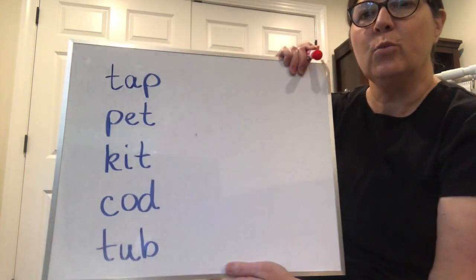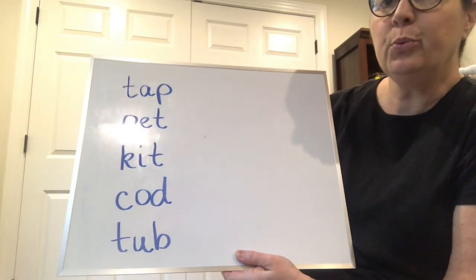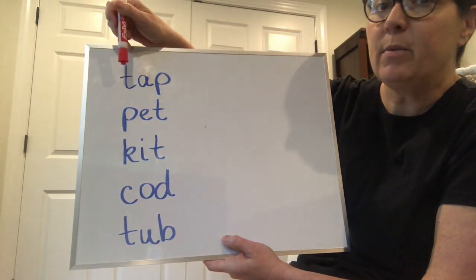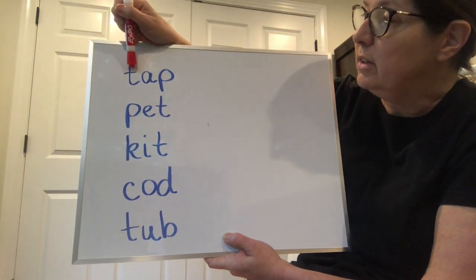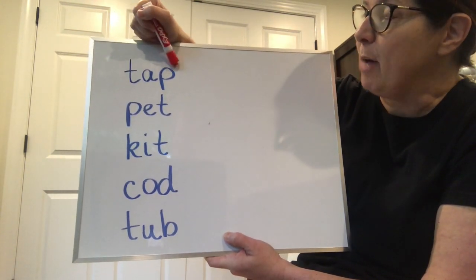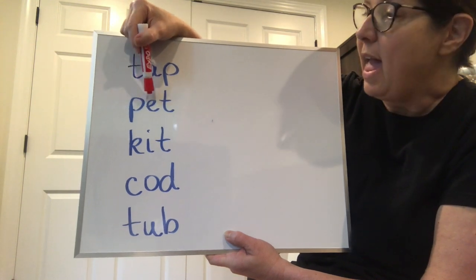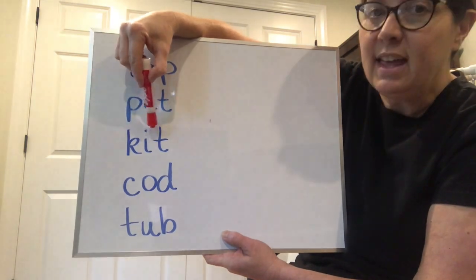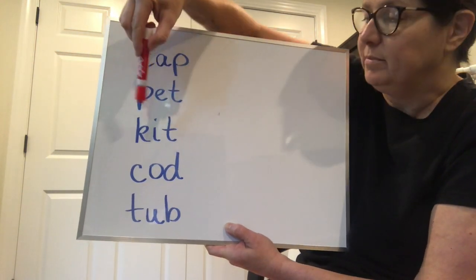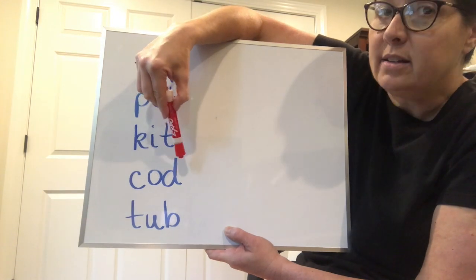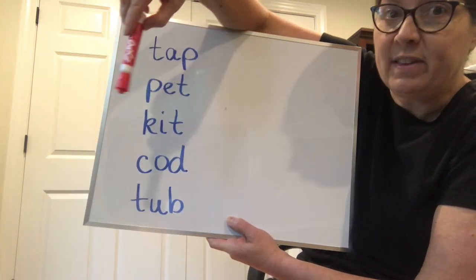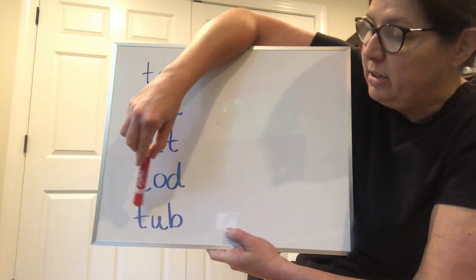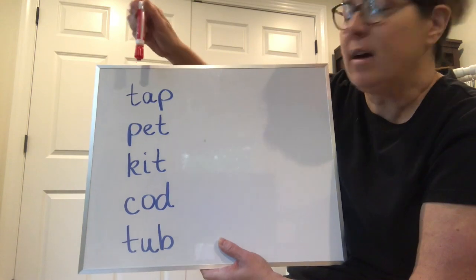Okay, so boys and girls, I have some words here that you should be able to read, and I want us to look at the vowel sound in them when we do them, okay? Try to read them. We're going to sound them out together. Here we go. T, a, p, tap. Let's go down. P, e, t, pet. K, i, t, kit. K, o, d, cod. Ooh, we see that a lot in our books, don't we? T, u, b, tub.